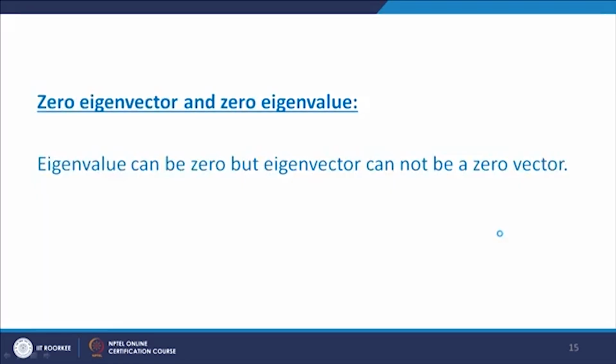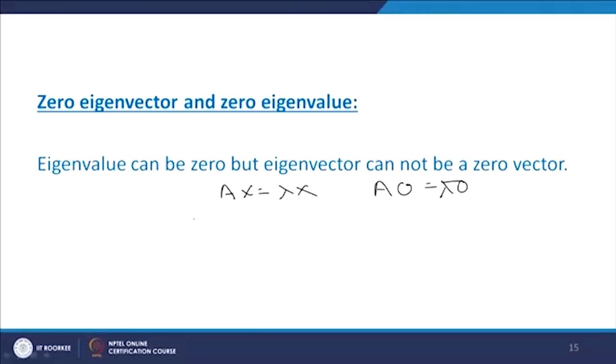Now, 0 eigenvector and 0 eigenvalue. An eigenvalue can be 0, but an eigenvector cannot be a 0 vector. We have written Ax equal to lambda x. So what is said is that an eigenvalue can be 0, but an eigenvector can never be 0.